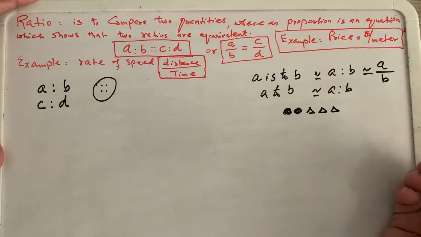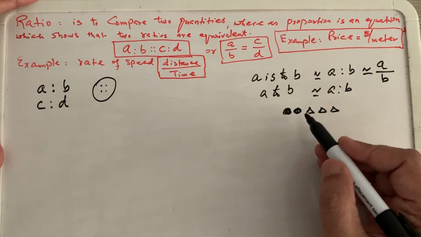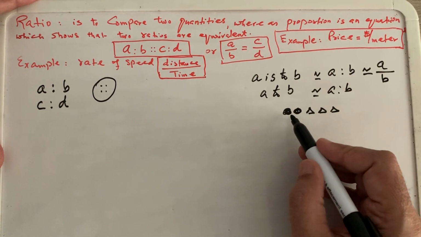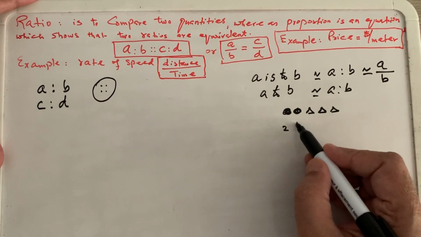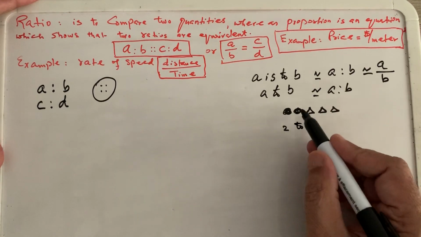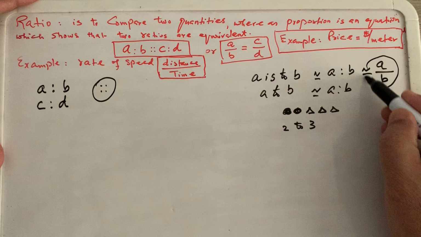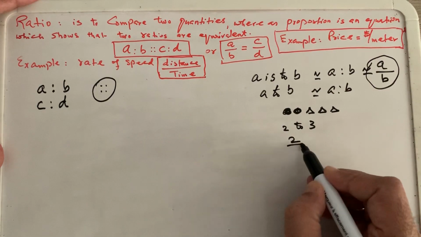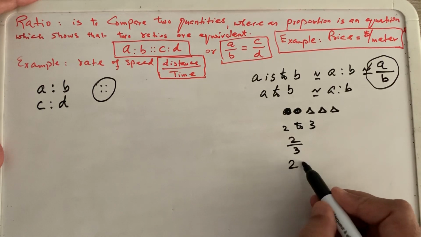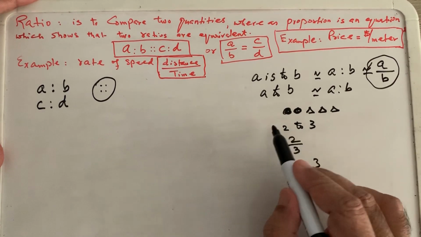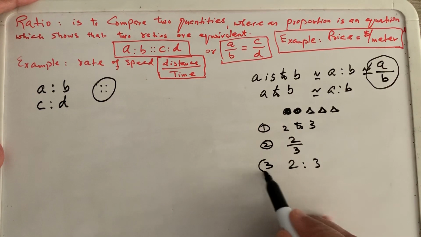For example, I have two circles and I have three rectangles. This is just to understand it. How many circles are here? Now, what is the relationship between circles and triangles? 2 is to 3 or 2 to 3. This is my relationship between circle and triangle. I can write it as a fraction, 2 over 3, and I can also write it as 2 ratio 3. So there are three different ways to express this relationship, which is called ratio.